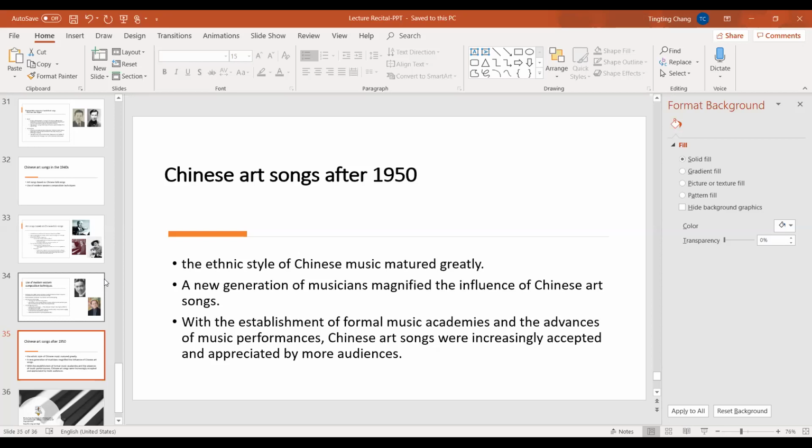After 1950, the ethnic style of Chinese music matured greatly. A new generation of musicians magnified the influence of Chinese art songs with the establishment of formal music academies and the advances of music performances. Chinese art songs were increasingly accepted and appreciated by more audiences.